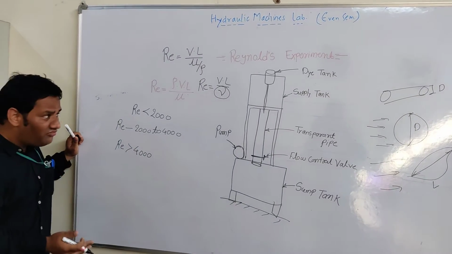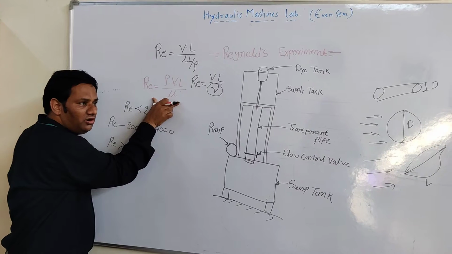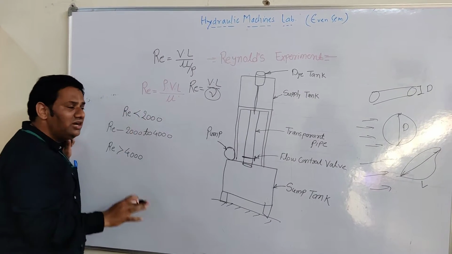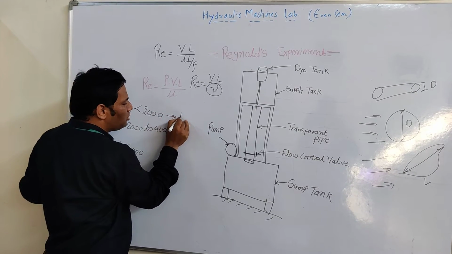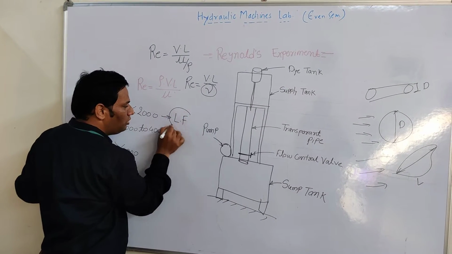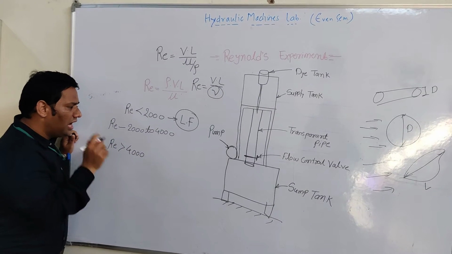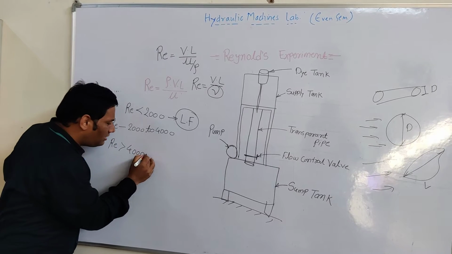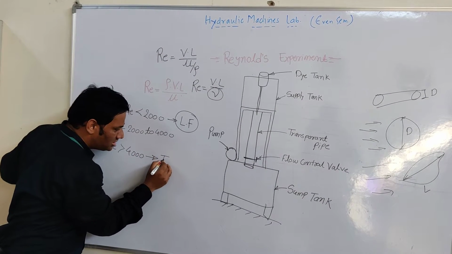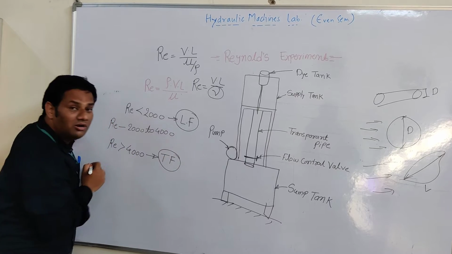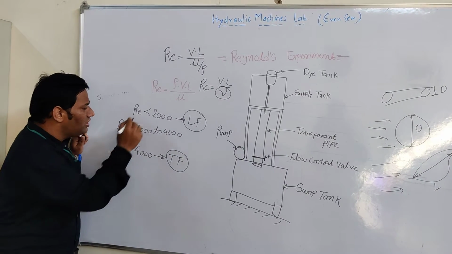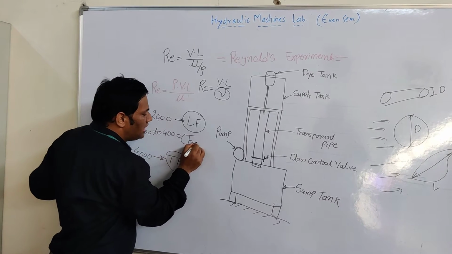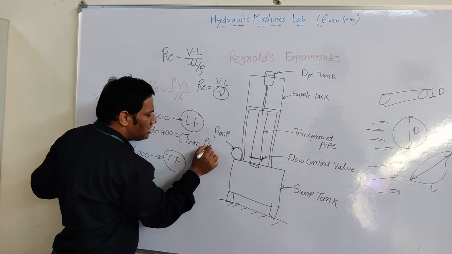After the calculation of Reynolds number, we get a value. If Reynolds number is less than 2000, that flow is called laminar flow. If Reynolds number is greater than 4000, that flow we consider turbulent flow. And if the Reynolds number is between 2000 and 4000, that is called transition flow.